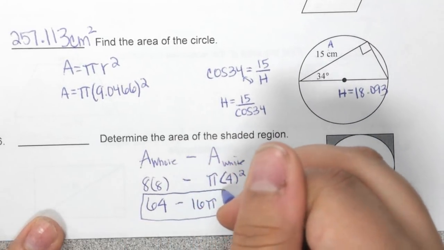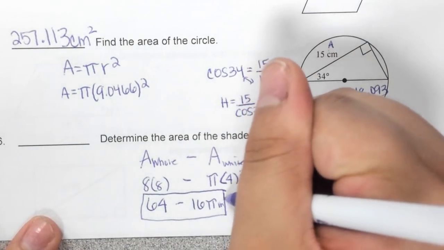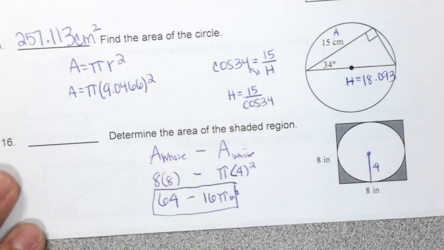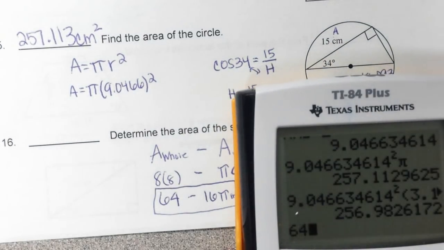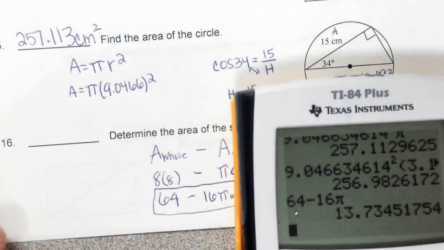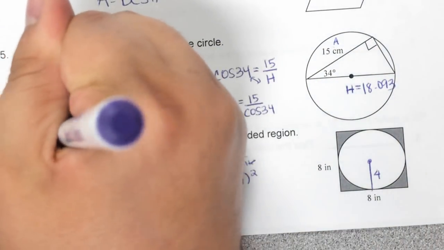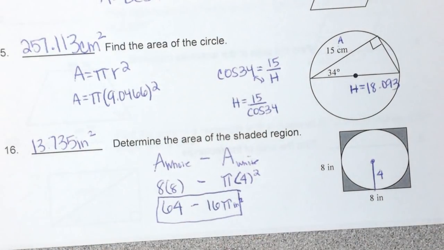And you could totally leave inches squared, thank you. And you could also do a decimal, it just depends on what it's asking. My decimal answer, 64 minus 16 pi is 13.735 inches squared. Any other questions? All right, going to the back.